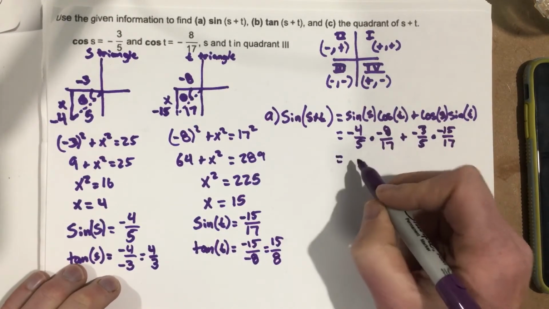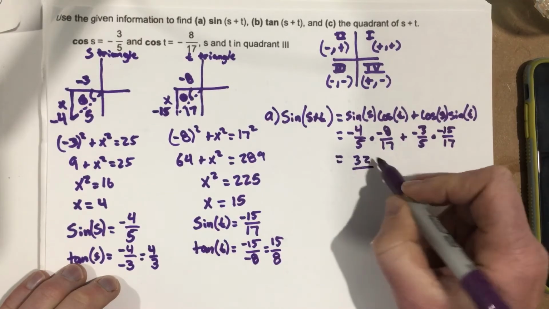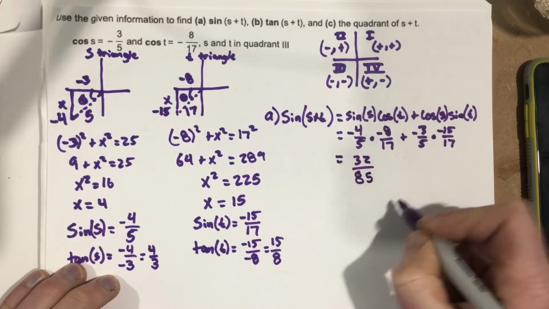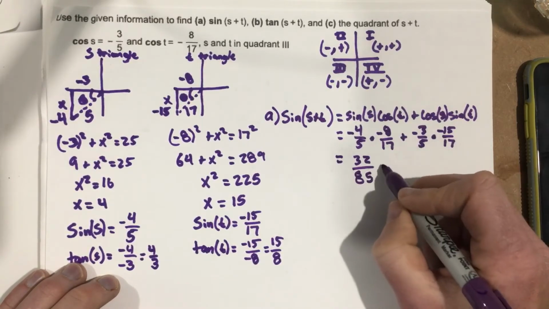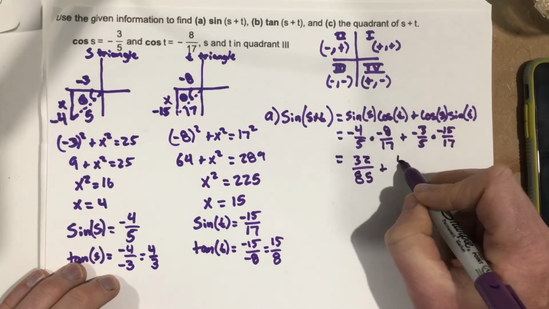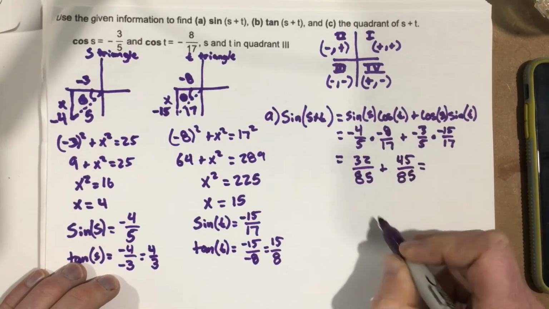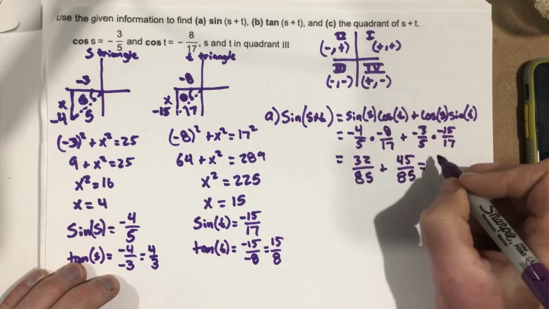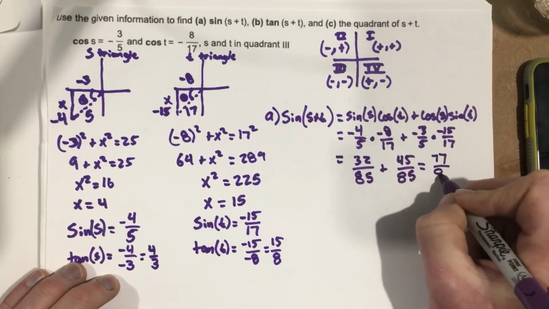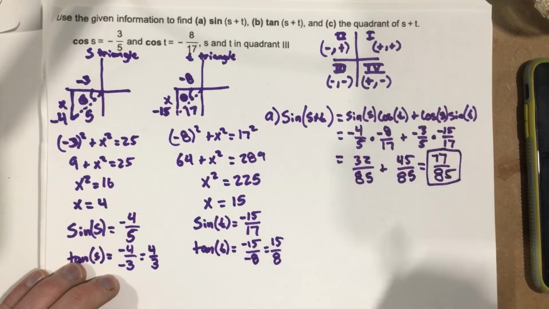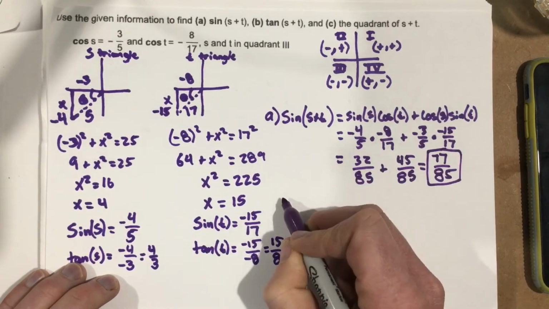Multiply those through, we get 32 over 5 times 17 is 85. And this would be plus 45 over 85, and that's 77 over 85 is the answer there. So sine s plus t is 77 over 85. Part B.